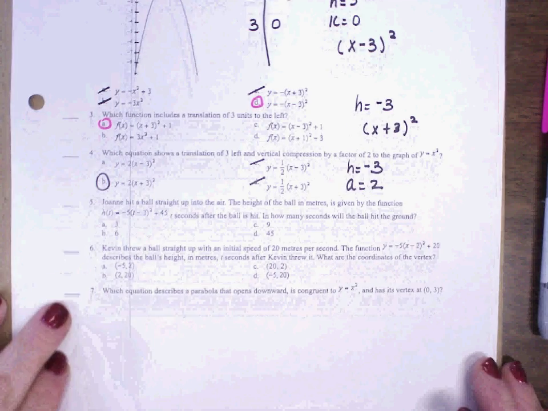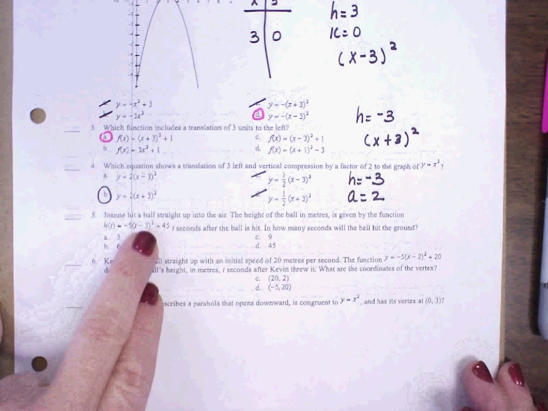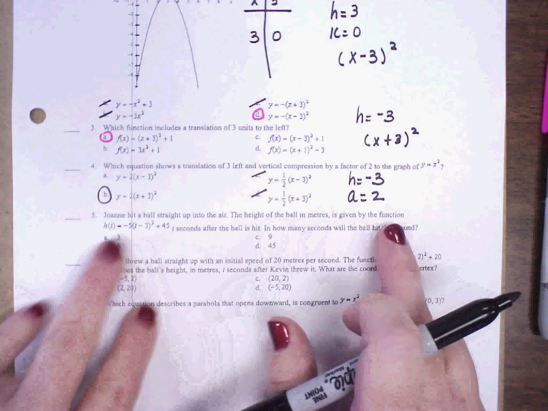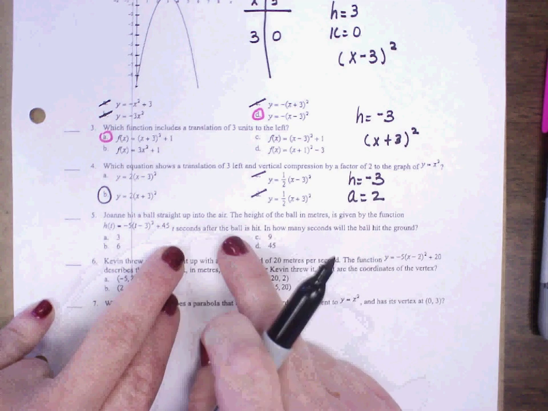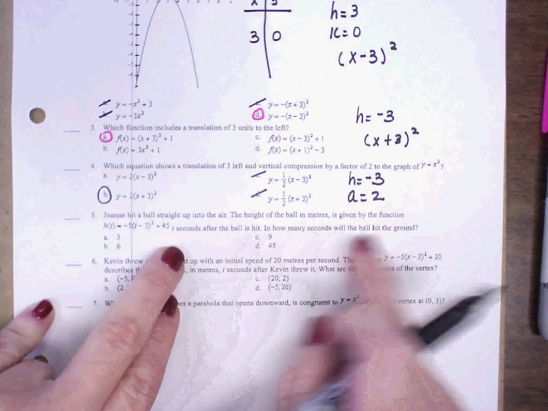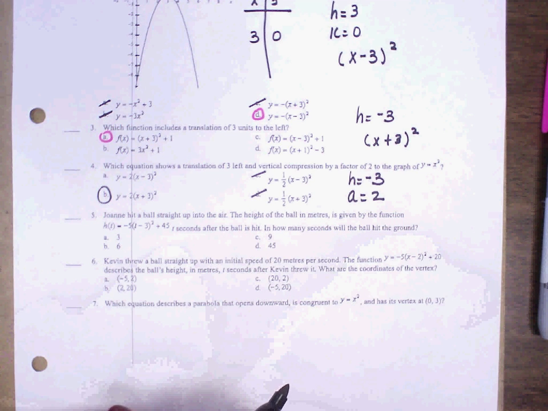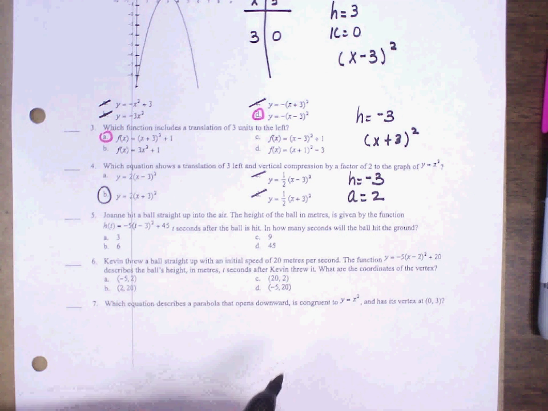Are we good? All right, Joanne hit a ball straight up into the air. The height of the ball in meters is given by the function, and there you have it, t seconds after the ball is hit. In how many seconds will the ball hit the ground? I'm looking for my zeros.